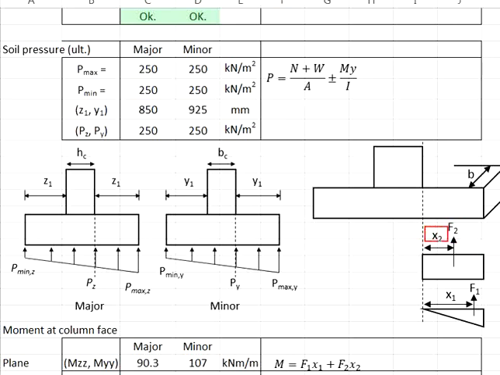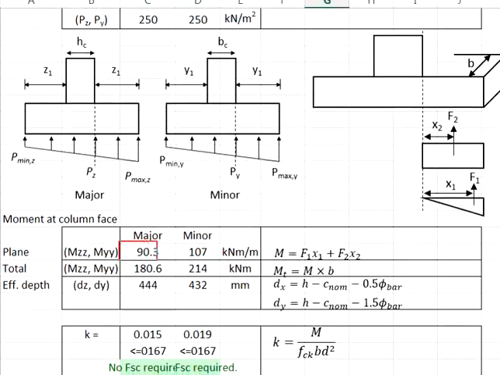And then you need to multiply by the lever arm, where this F2 will act at the centroid of the area. That gives you the lever arm equal to Z1 divided by 2. Then you get the plane moment 90.3 kN per meter. You will do the same for the minor axis.